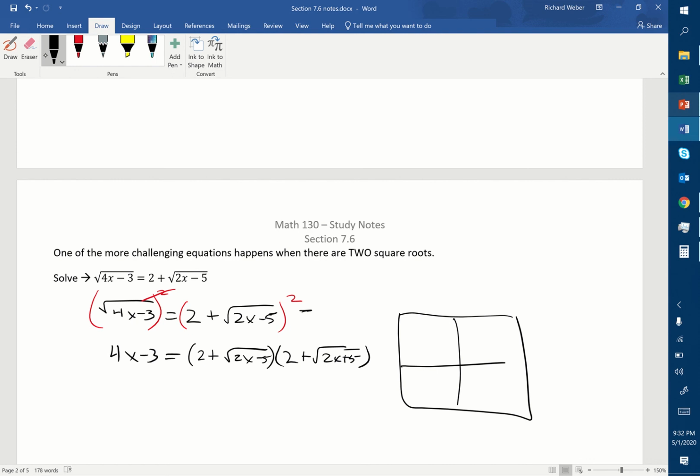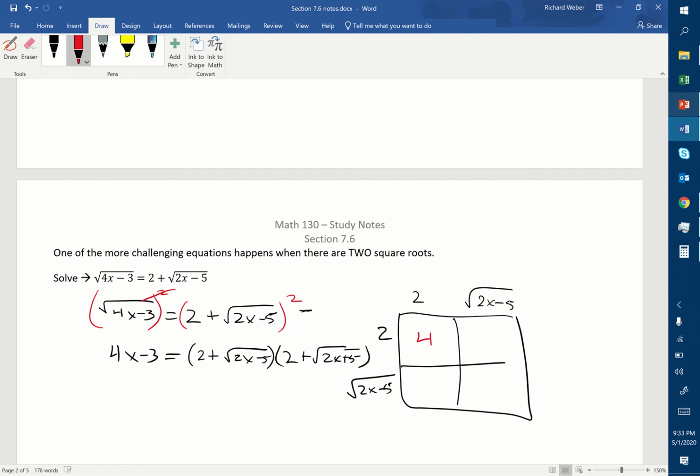So what do we have? We have 2 and radical 2x minus 5, and 2 and radical 2x minus 5. Okay? Oh boy, watch out now. You ready? Who wants this one?